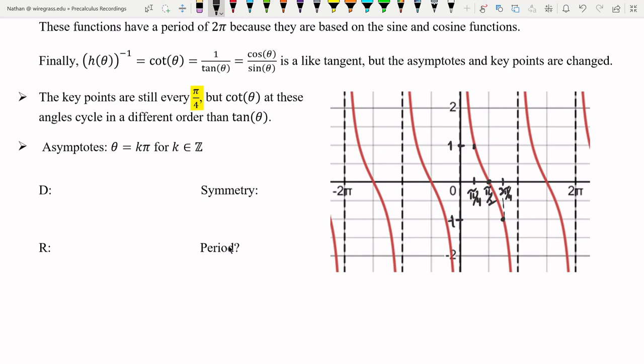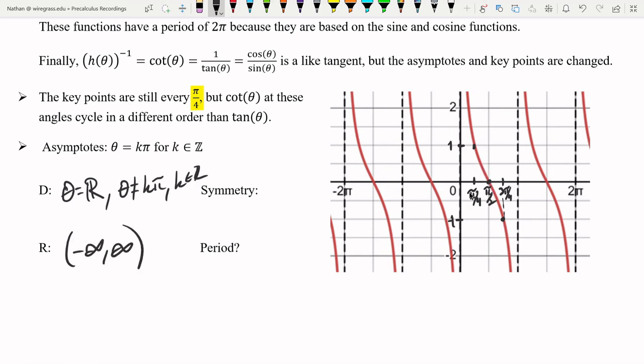All right, the asymptotes happen every k pi. You can see here at 0, when k is 0. When k is 1, you get 1 times pi is pi. When k is 2, you get 2 times pi is 2 pi. Negative 1, negative 2 for k. So the domain is going to be everything except for when we have k pi, for k any integer. The range is once again everything, just like it was for tangent.